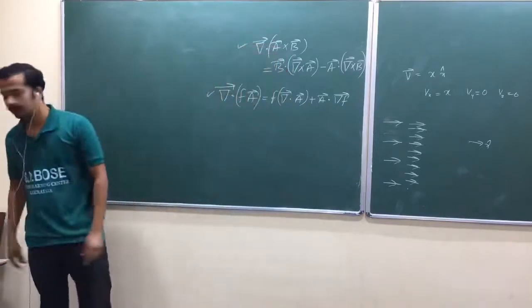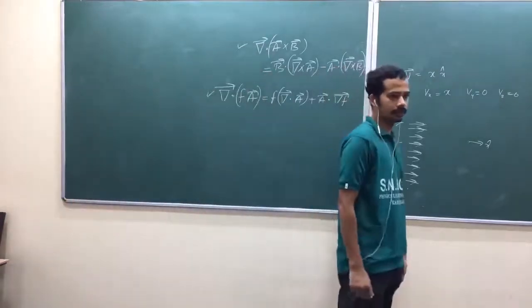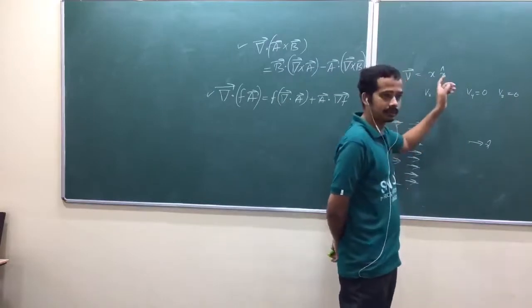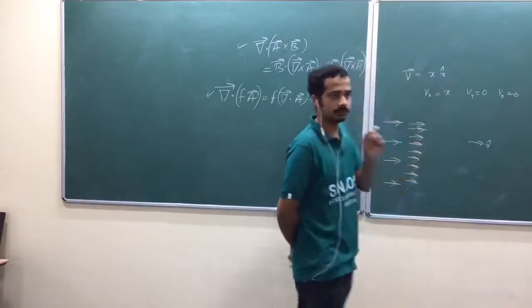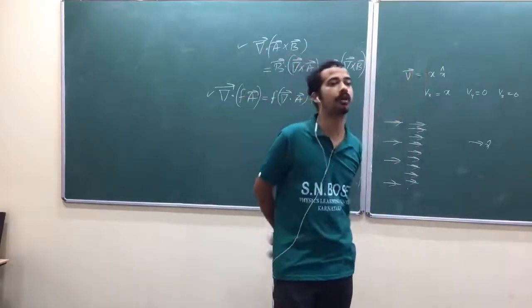No, wait a second. Here, the field may start from here. Because if you take divergence, you will get non-zero. Am I right? Divergence non-zero means you have a source, and divergence is non-zero everywhere. Divergence is equal to a constant.